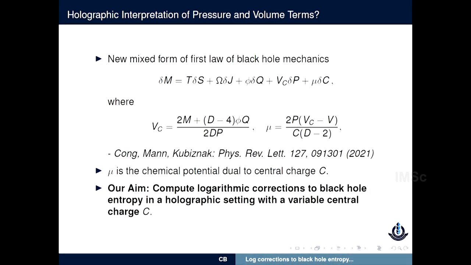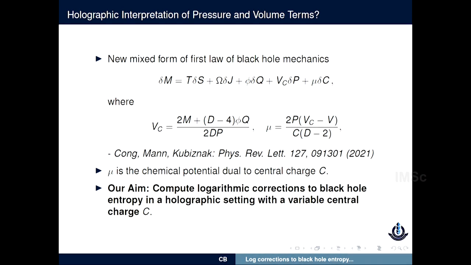This was actually done by Mann, Kubiznak and Kong last year in a very nice paper. What they found is that they get a new mixed form of the first law of black hole mechanics, where delta M is T dS plus Vc times dP, and there is a new mu dC term. Mu is identified by taking the derivative of M with respect to the central charge, delta M by delta C, and Vc is identified as delta M by delta P. This Vc is slightly different from the earlier thermodynamic volume which we had. So thermodynamically these relations are consistent.